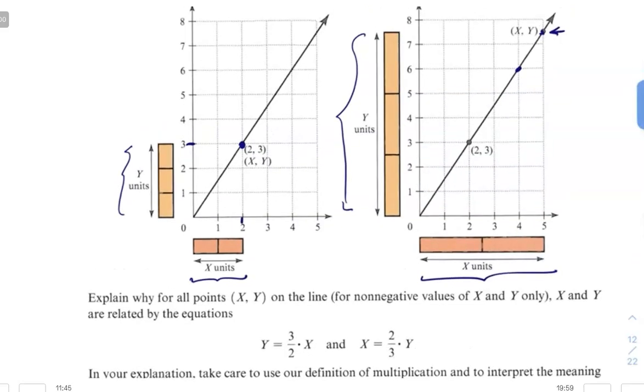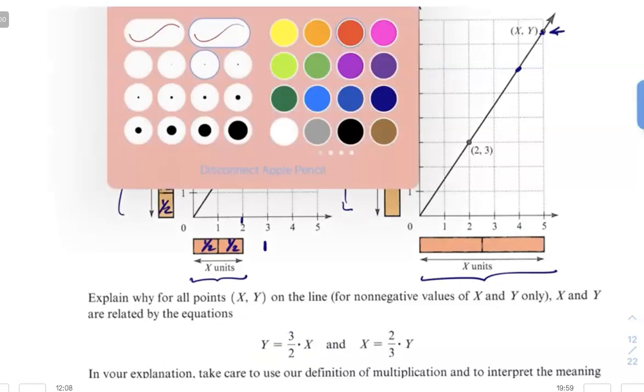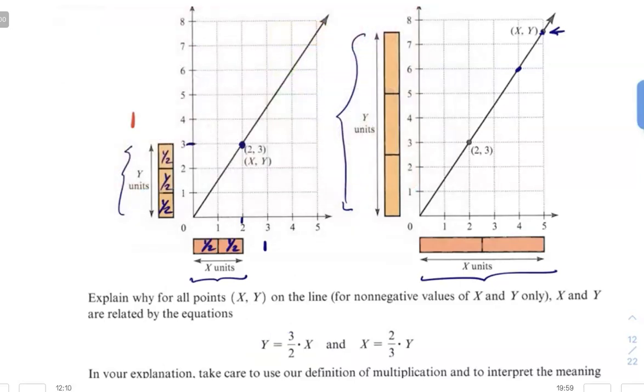y equals 3/2 x. Well, if we're starting with x as our 1, this is a half and this is a half. So y is going to be 3 of those halves of x. On the other hand, when we want to use y as 1, then each one of those rectangles is going to be a third. Each one of these is going to be a third of y as well. So the x unit will be 2/3 of y.